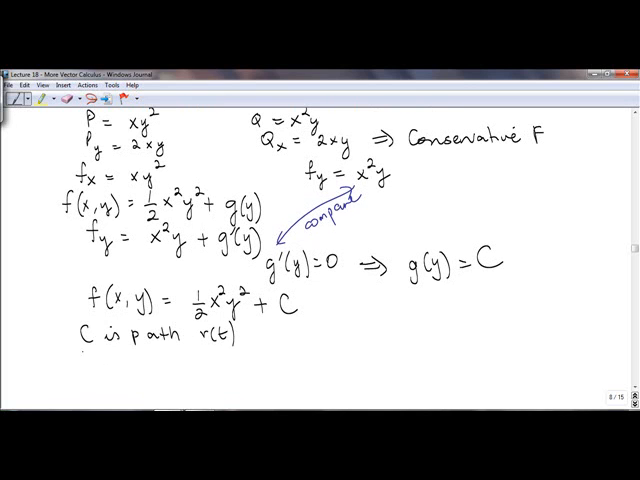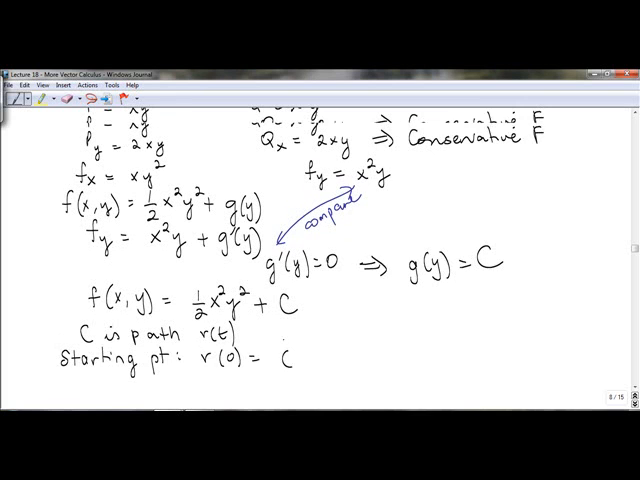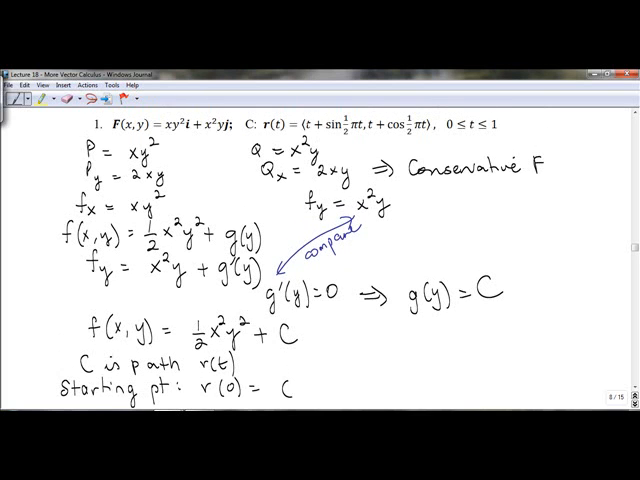So the starting point is, we are going to put 0 into r. So we are going to find r of 0 and write it down as a point. When you put 0 into the first component, I think you'll get 0. And then when you put 0 into the second component, t plus cosine of a half pi t, well, that's 0, but this is cosine of 0, which is 1. So the first point is 0, 1.